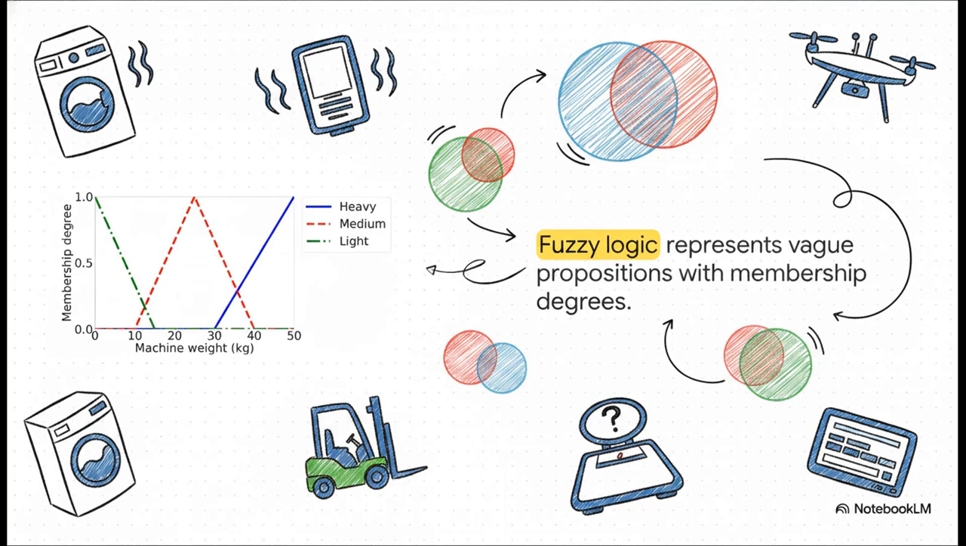But what happens when the real world gets messy? Because let's face it, reality is rarely perfectly true or perfectly false. Let's say an agent is sorting machines by weight.